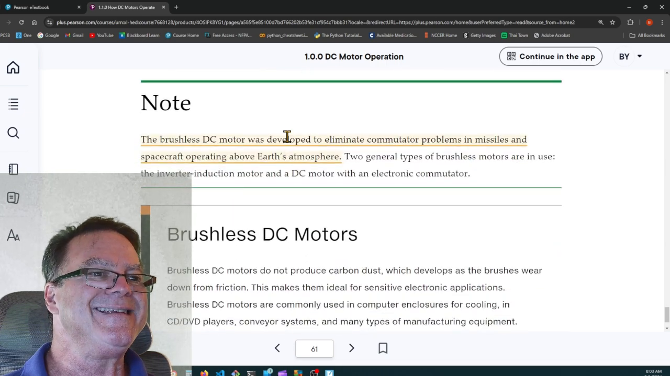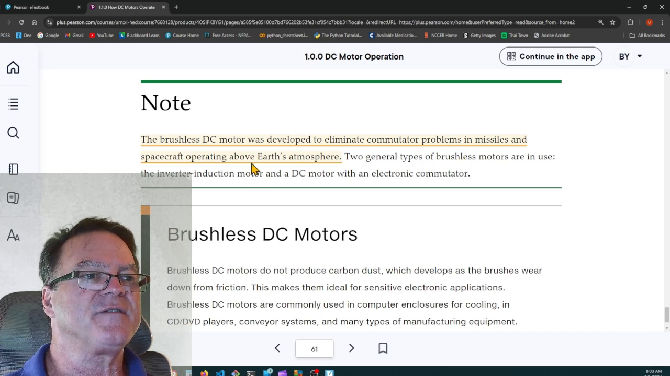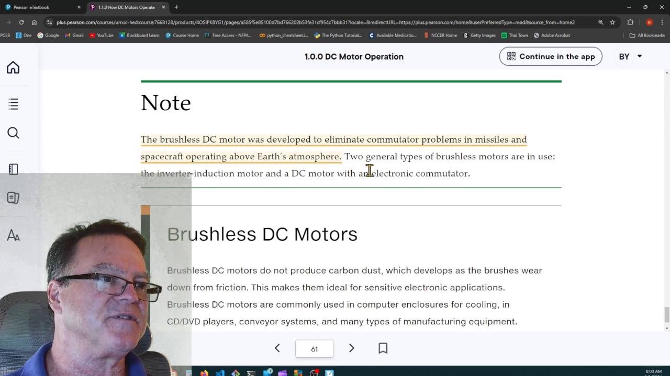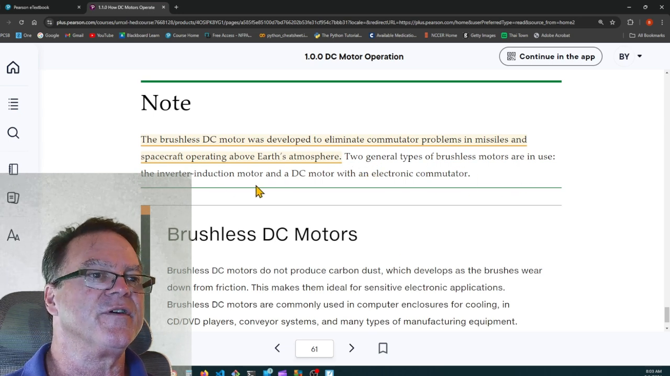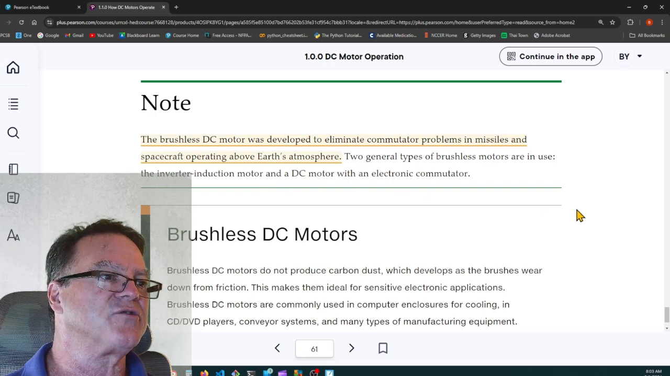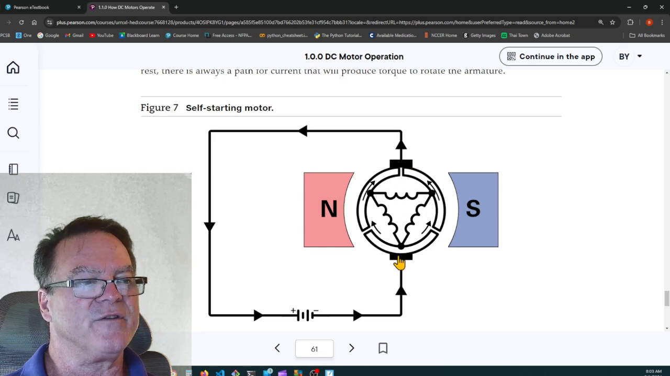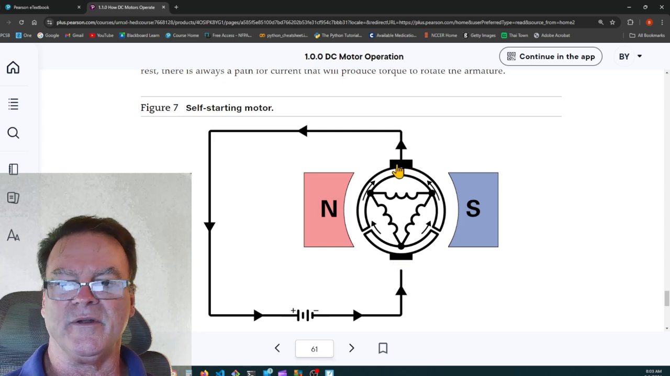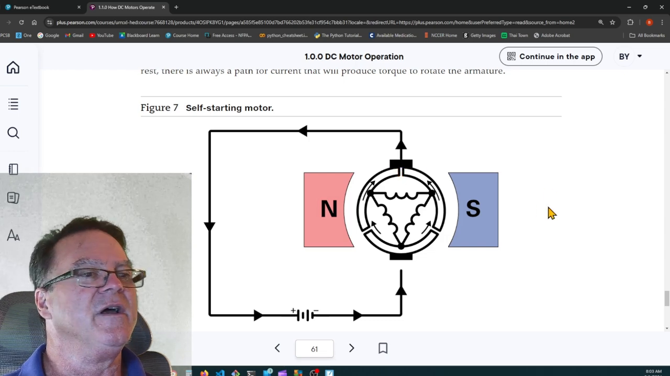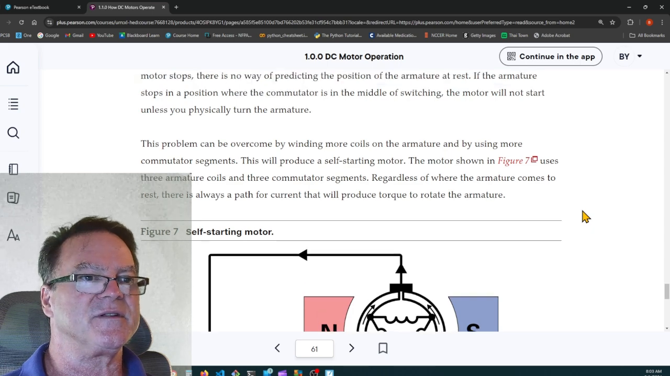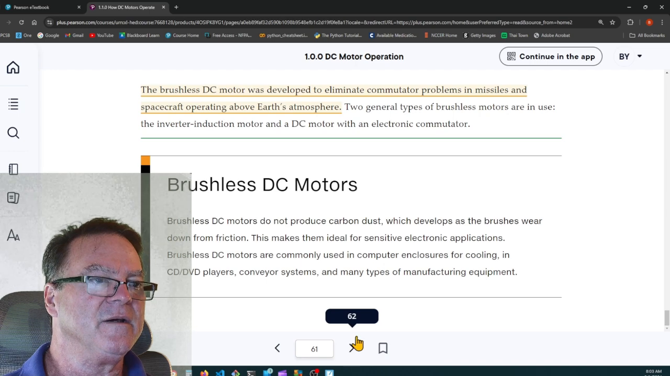The brushless DC motor was developed to eliminate commutator problems in missiles and spacecraft operating above the Earth's atmosphere. Two general types of brushless motors are in use: the inverter induction motor and a DC motor with an electronic commutator. These brushes made of carbon will create carbon dust. So they came up with a brushless DC motor so that they don't have that problem. You don't want dust out in space. It's going to cause problems. So it's a nice, clean, brushless motor.